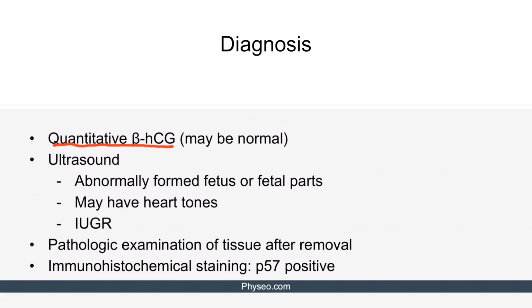On pelvic or vaginal ultrasound, there may be an abnormally formed fetus or fetal parts. There may even be fetal heart tones present. If there is a fetus present in a partial molar pregnancy, it may present with intrauterine growth restriction. Definitive diagnosis can only be determined after pathologic examination of removed tissue. When this tissue is examined, the pathologist can use the P57 immunohistochemical stain in order to distinguish between complete and partial moles. Again, as we discussed earlier, since the partial mole will contain both paternal and maternal genetic material, it will stain positive for P57.